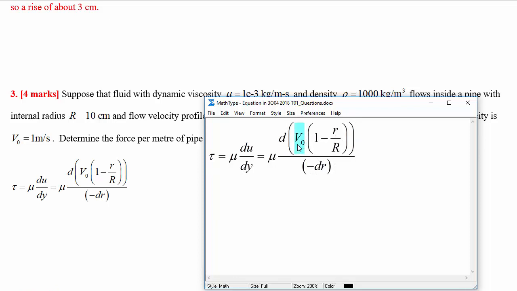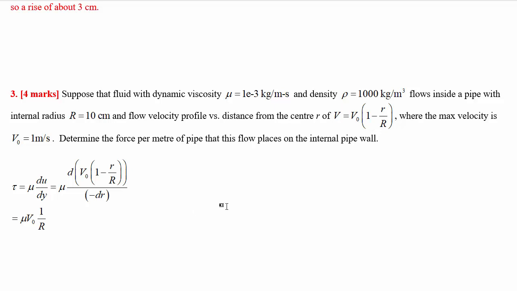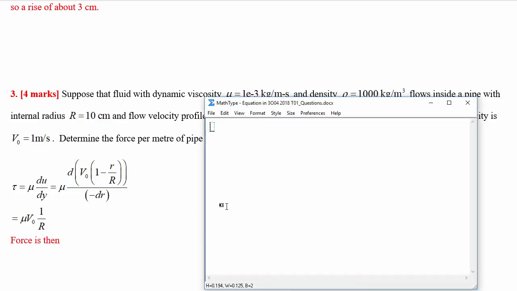Differentiating, so this constant just comes out. We can do that like this. And now taking the derivative of this stuff, this constant gets killed by the derivative. And then we are left with 1 over R. Okay, so that is the stress that we have on the wall. And we can convert that into a force.